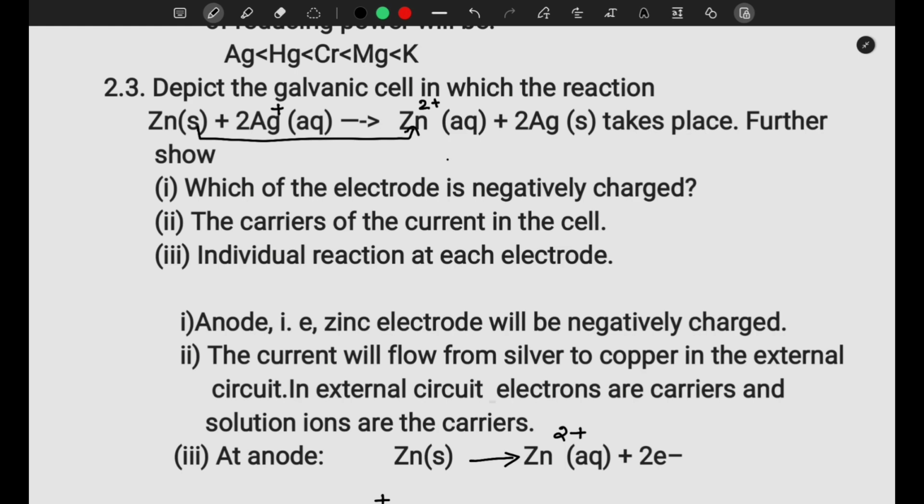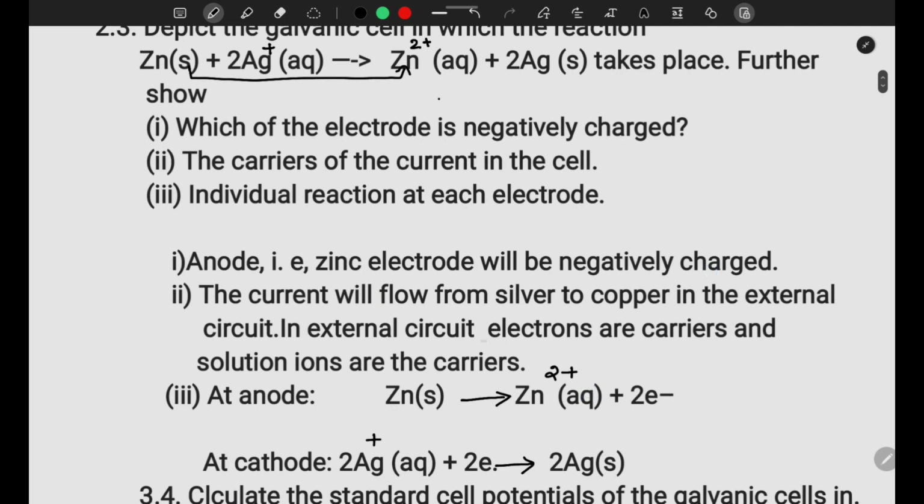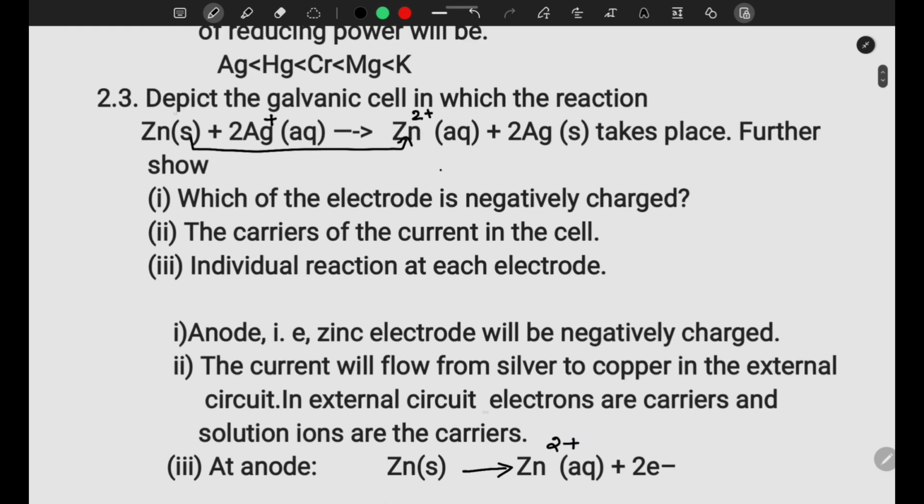The individual reaction at each electrode. Here we can see zinc is oxidized to Zn2+. So for balancing, we can add 2 electrons on the right hand side. That is the oxidation half reaction. And 2Ag+ + 2 electrons gives 2Ag. That is the reduction half reaction. Also, it is asked to depict the galvanic cell. So we can represent the galvanic cell: Zn is oxidized to Zn2+, that is the oxidation half reaction, then salt bridge, Ag+/Ag. This is the representation of the galvanic cell.